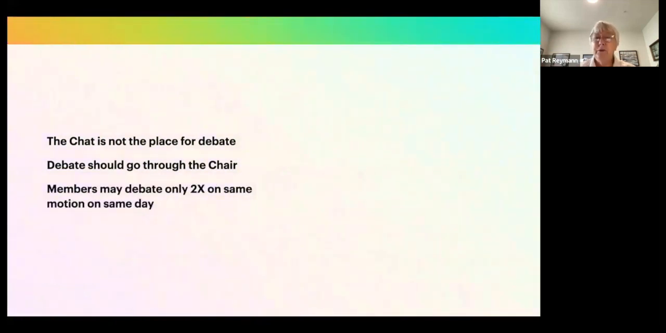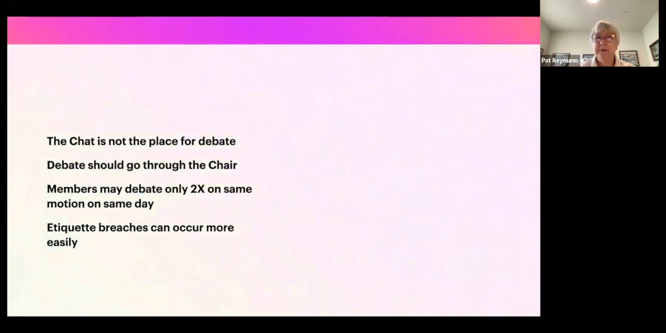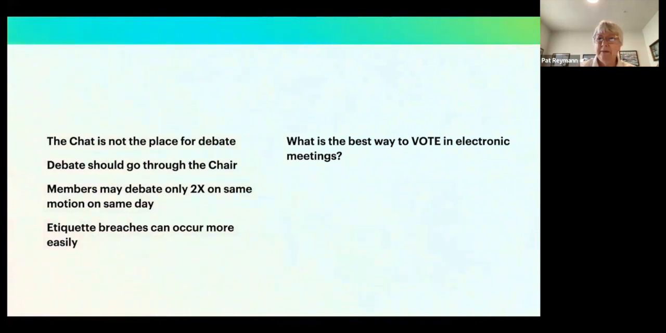We have the rule that a member may debate only twice on the same motion on the same day. Well, in the chat, people just don't pay attention to that. So we get a lot of etiquette breaches and people asking questions of each other and the wrong person answering a question. It can be a mess, and you probably have noticed that. So I want to ask you, what do you think is the best way to vote in electronic meetings? I can give you a couple suggestions, but what do you find in your organization works the best?